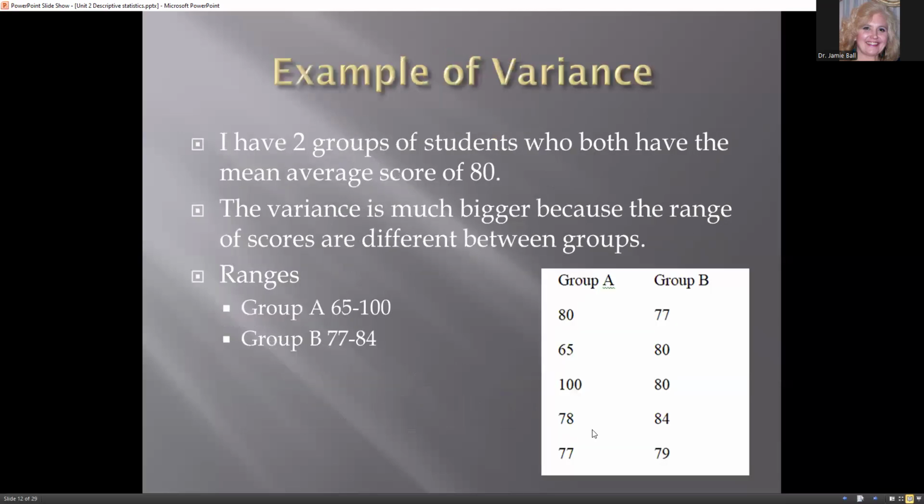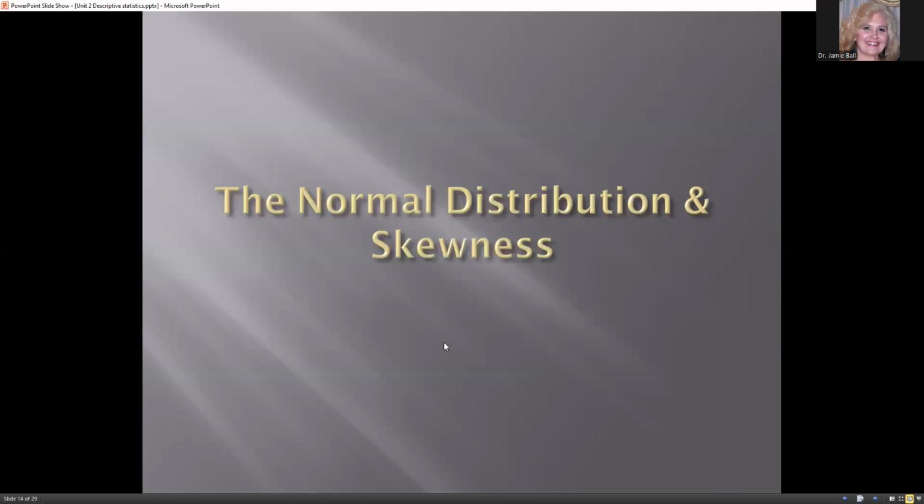Okay, so let me show you what I'm talking about here. I have two groups of students, Group A and Group B. You can see them here. You can see their scores. Both groups have the average score of 80, but the variance is much bigger for Group A than it is for Group B, because Group A's scores range from 65 to 100 with an average score of 80, but Group B's scores range from 77 to 84 with an average score of 80. So that's what we're talking about, variance. Okay? How big is the spread?